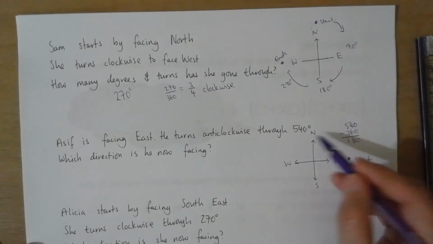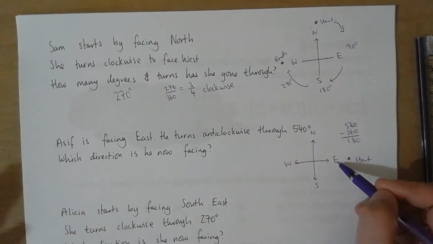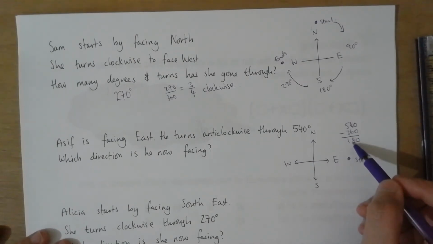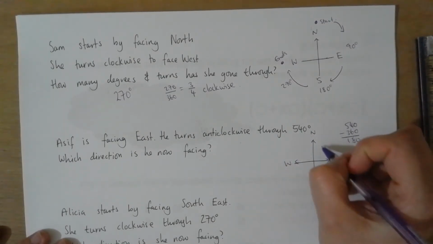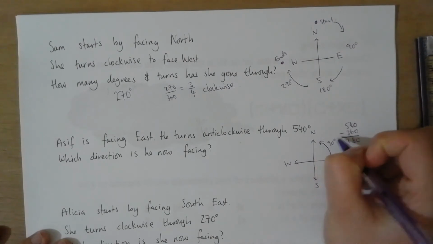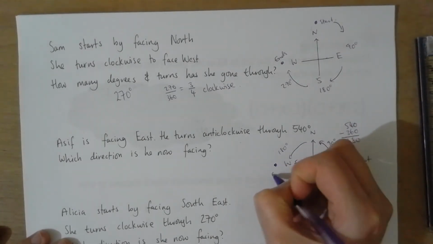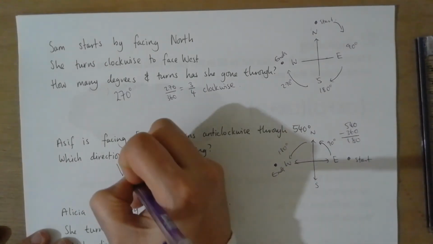Okay, so I know he's done one turn. That just means he's gone back to east. I'm just gonna now use this 180. He's going anti-clockwise. So this way, that's 90 degrees. That's 180. Okay, he ends here. This is where he ends up. He is now facing west.